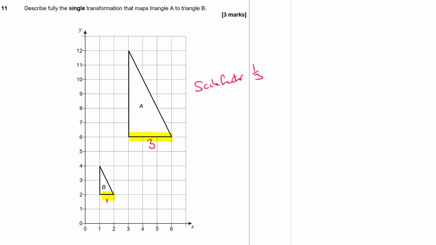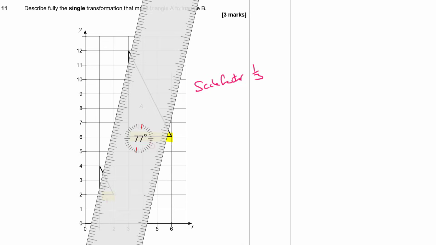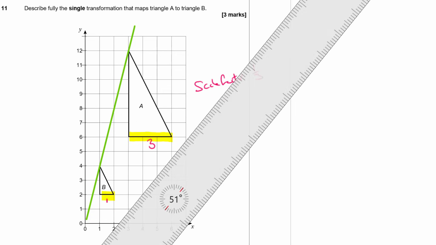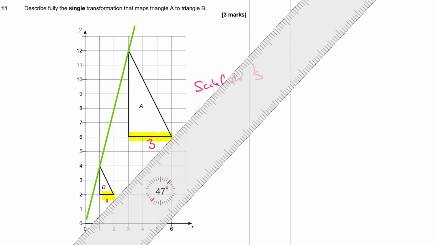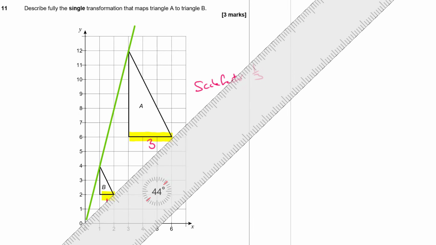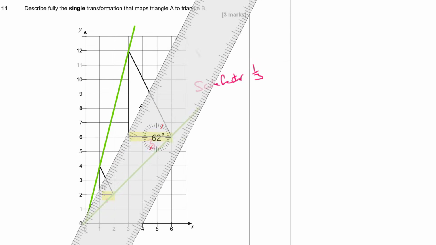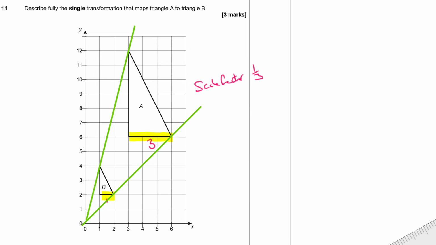The next thing we need to know is the centre of enlargement. Now, the easiest way to find that is to draw on some ray lines that pass through matching corners of your shape. So let's draw one between those 2 points. And let's draw one through those 2 points as well. You can see that these ray lines are converging on the origin. I could draw a third one in as well, but actually I've already seen what the answer is. So they're all converging on this point here. So that's the centre of enlargement.